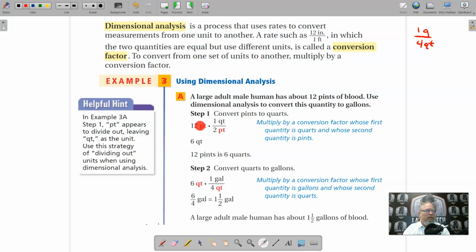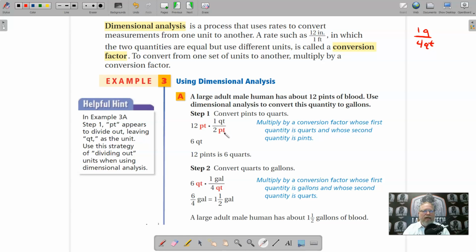So we have our 12 pints. Then we're going to use a conversion factor. 1 quart is equal to 2 pints. There are 2 pints in a quart, so these two are equal to one another. Numerator is quarts, denominator is pints. And we want the pints on the bottom because we want these to cancel out. And I'll do an example in a little bit that'll show that canceling out a little bit better.